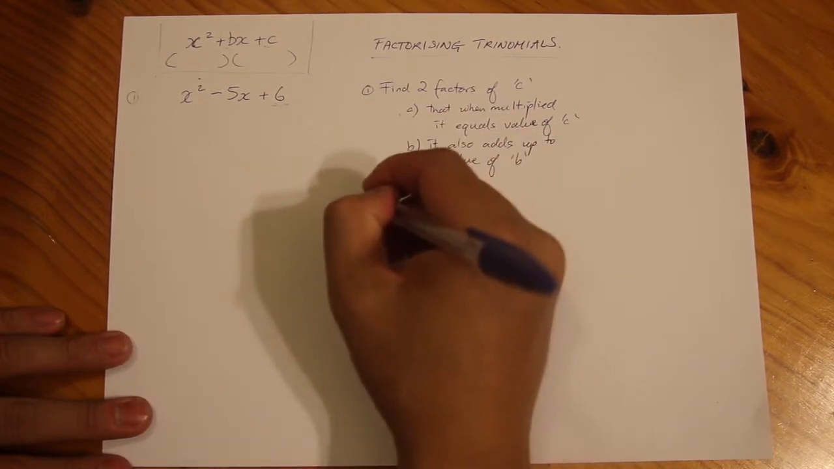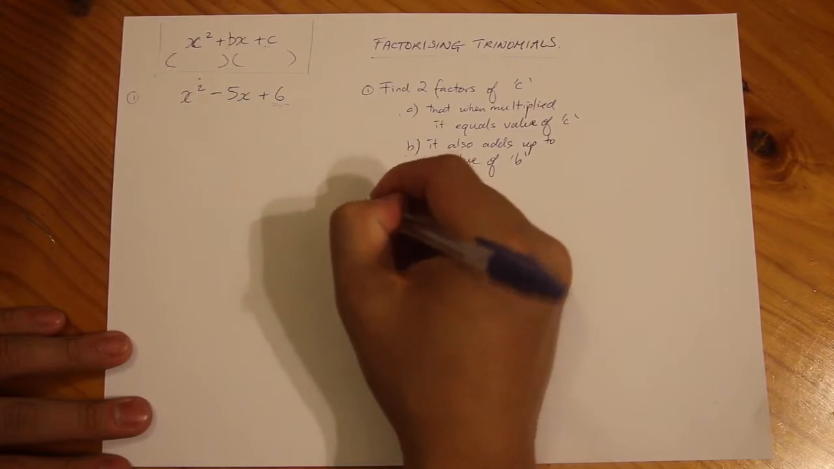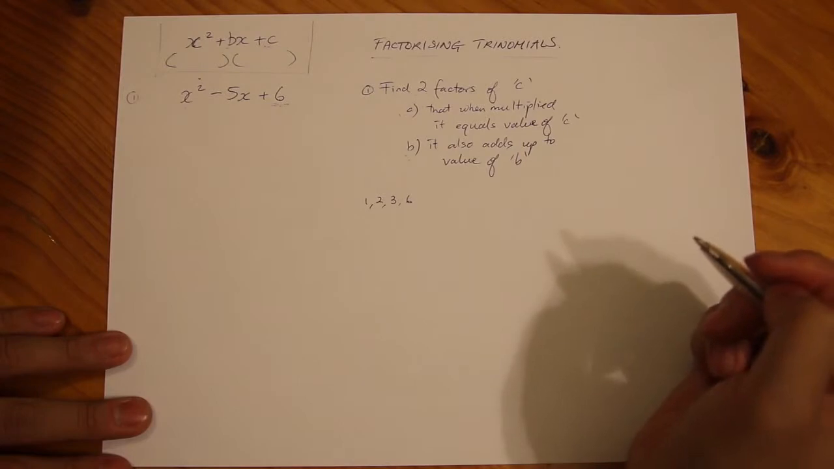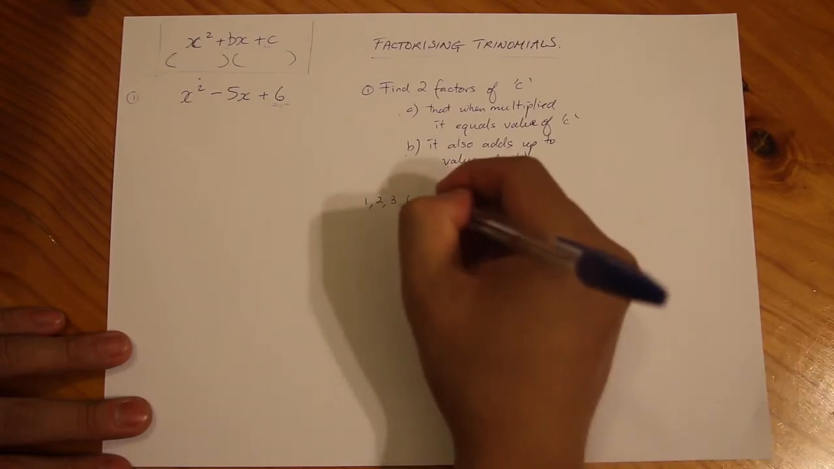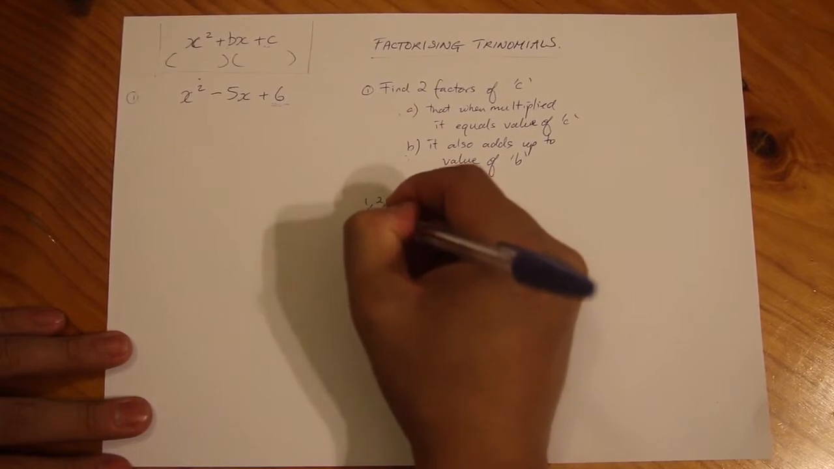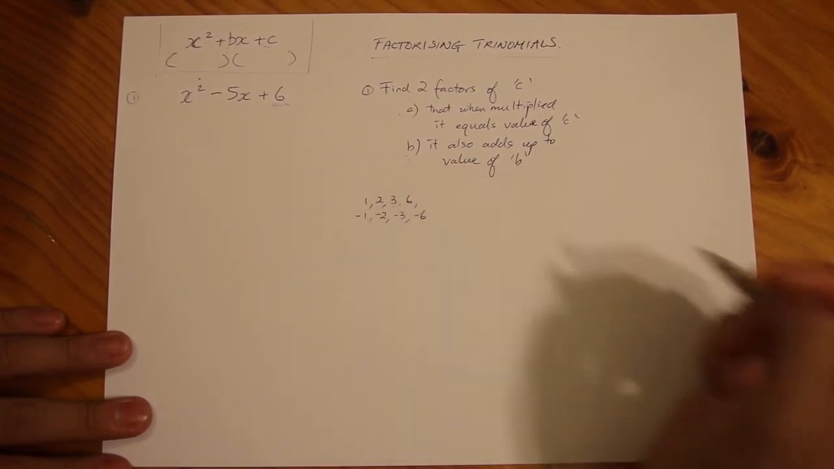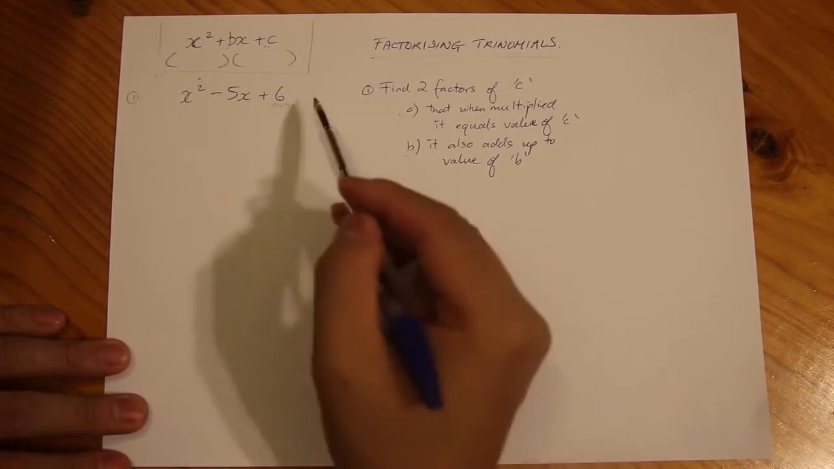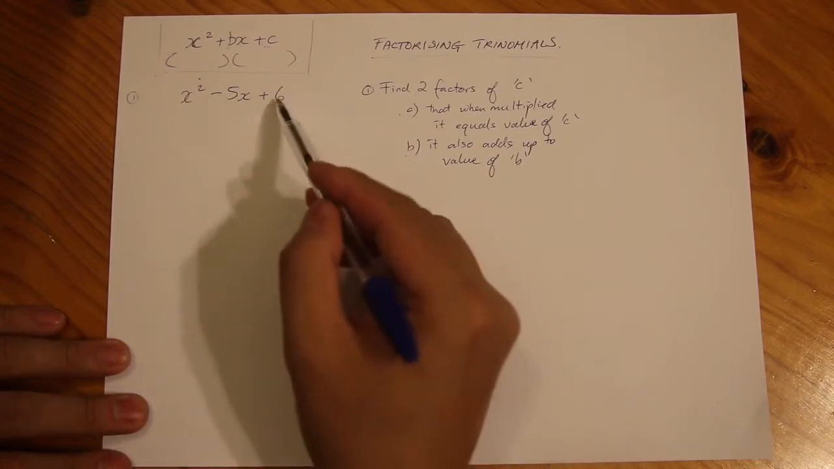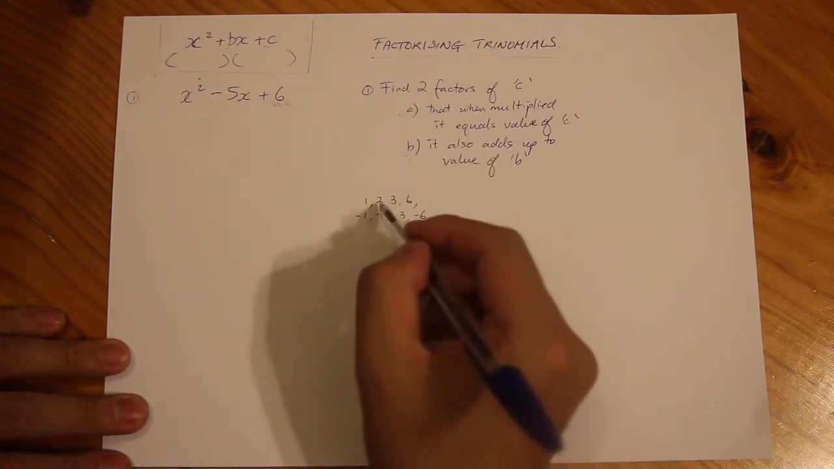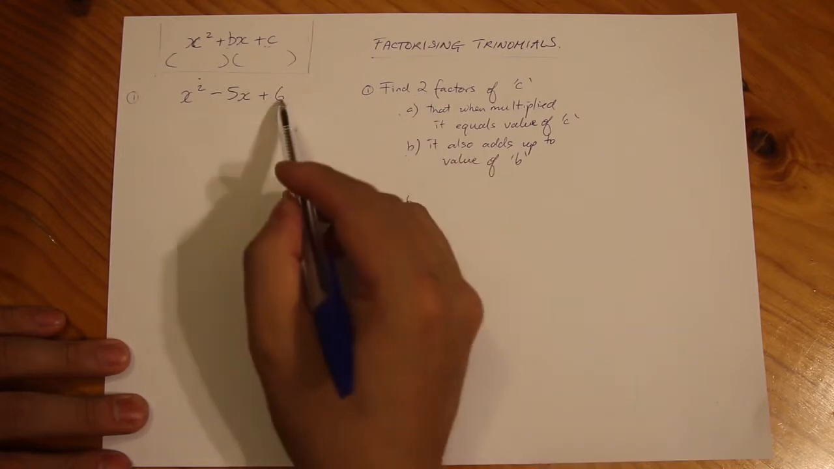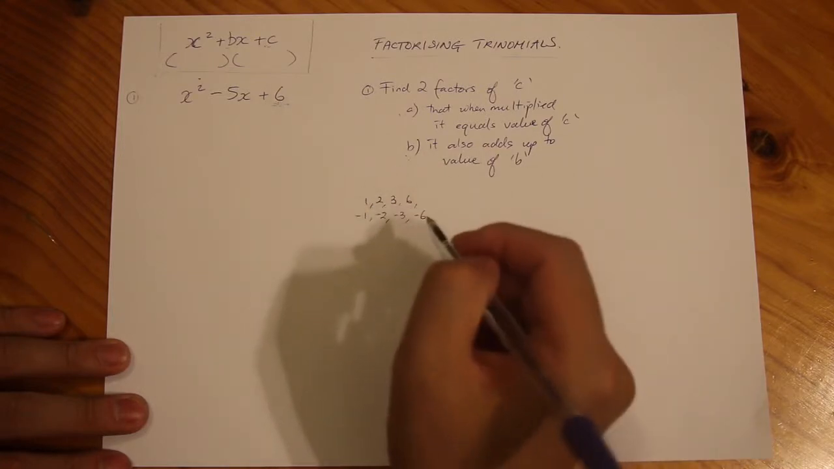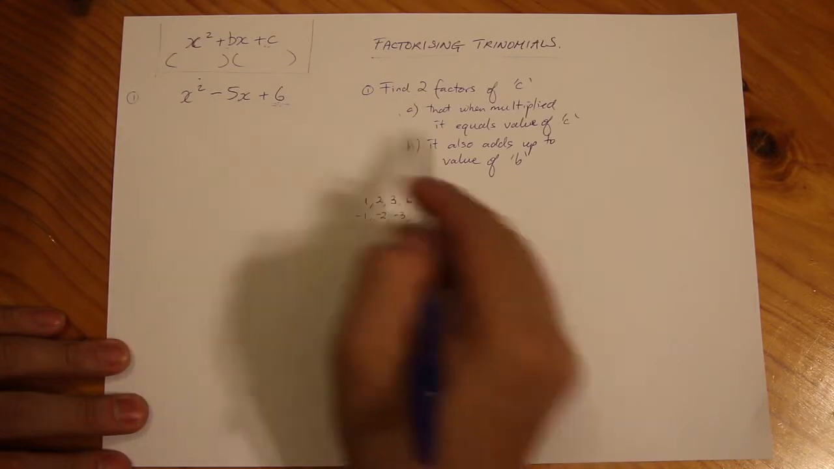So let's have a look at the factors. Factors of 6 are 1, 2, 3, and 6. Let's add in the negatives as well: negative 1, negative 2, negative 3, and negative 6. So I want to find 2 factors here that multiply to equal 6. So 2 and 3 equals 6. That's great, but it also needs to add up.